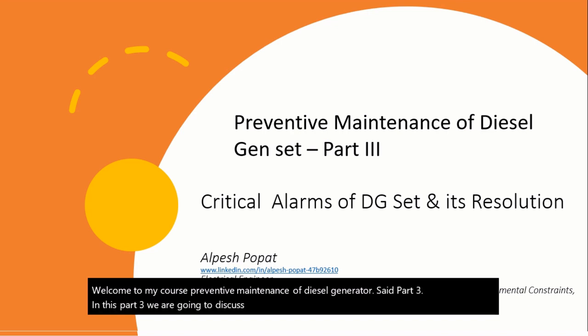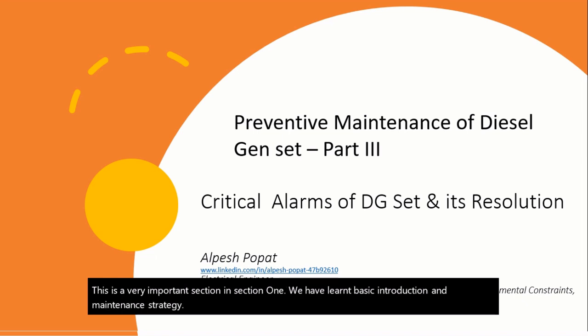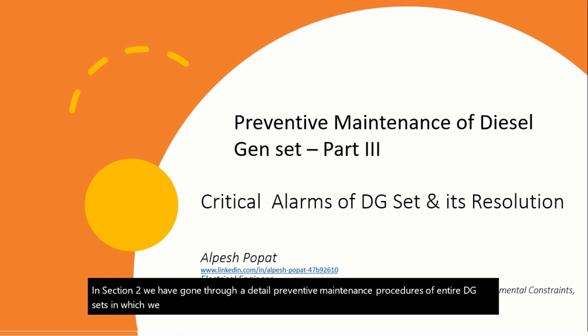In section 1 we have learned the basic introduction and maintenance strategy. In section 2 we have gone through the detailed preventive maintenance procedures of the entire DG sets, in which we have covered the fuel section, air section, oil section, water section, exhaust, electrical and AMF.